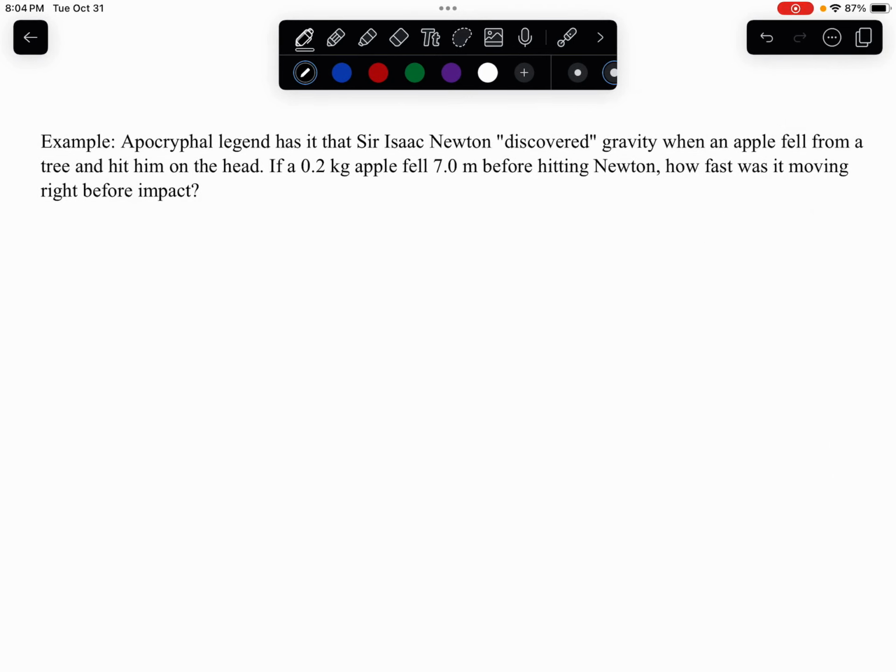For this problem, we have: apocryphal legend has it that Sir Isaac Newton discovered gravity when an apple fell from a tree and hit him on the head. If a 0.2 kilogram apple fell 7 meters before it hit Newton, how fast was it moving right before impact?